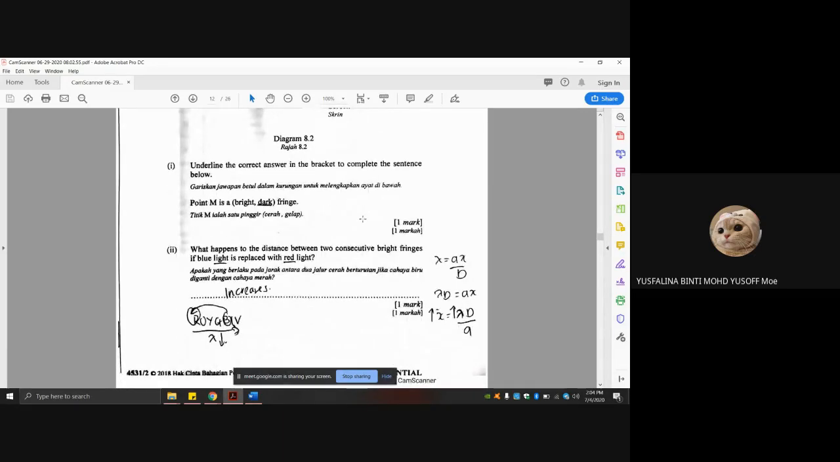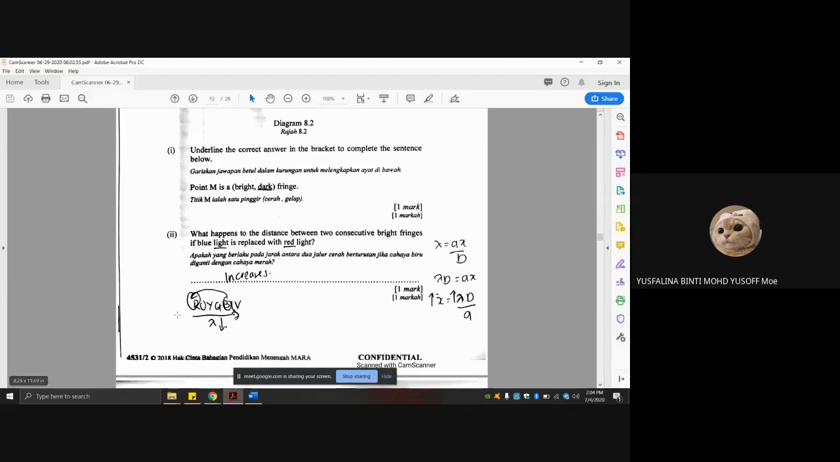Alright, for number 2, what happened to the distance between two consecutive bright fringes if the blue light is replaced with red light? You have to know the wavelength. What changed if we change the light? The wavelength will be changed. This one is the color: red, orange, yellow, green, blue, indigo, and violet. To the right, the lambda will decrease. But this one changed from blue to red, so blue to red means the lambda increases.